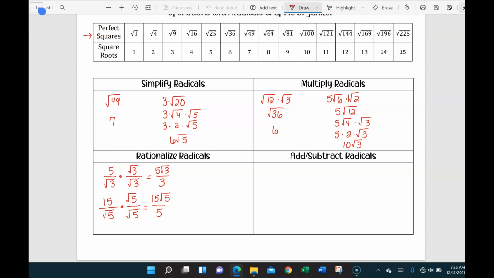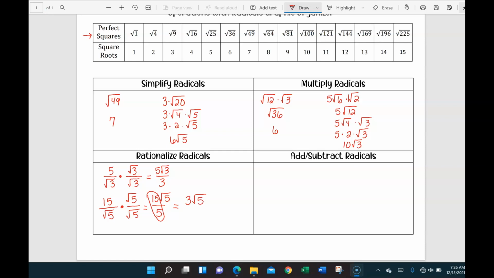And this is where I always got to stop and look at the coefficients that are now on the outside. I have 15 divided by 5, which I can simplify to just be 3. And then I still take it times the square root of 5.